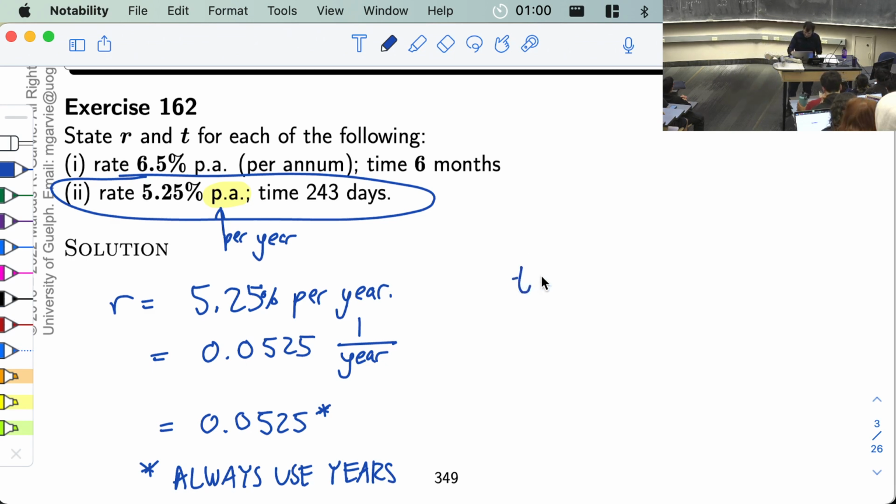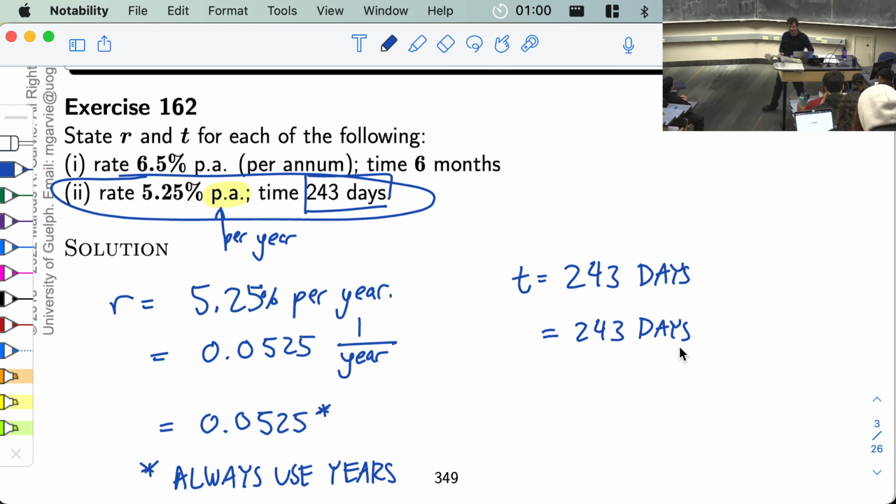If you do time, time is 243 days. That is from this part of the question. And to convert days to years, I'm going to use the method that I introduced when we did radians to degrees. I'm going to take 243 days, and I'm going to multiply it by something that I know is 1. What do I know is 1? I know that 365 days is the same as 1 year. So 365 days divided by 1 year is 1. So I'm going to multiply 365 days divided by 1 year.